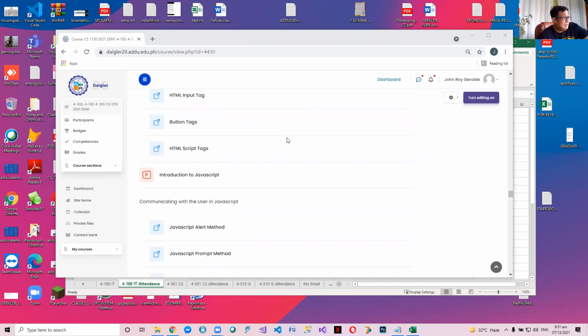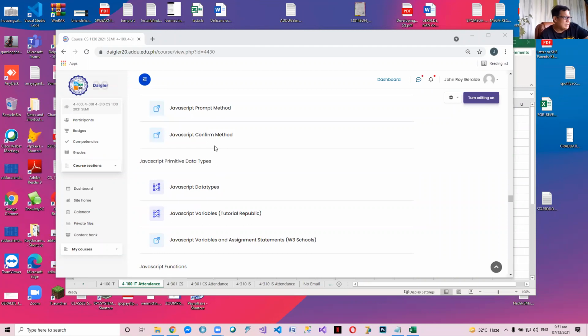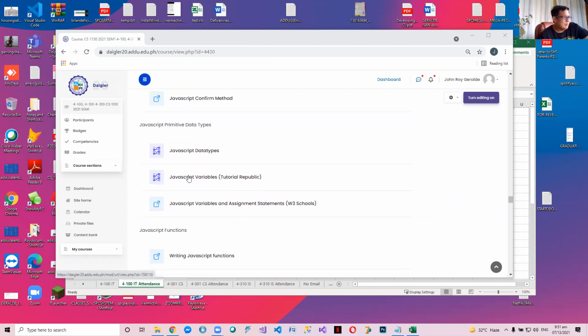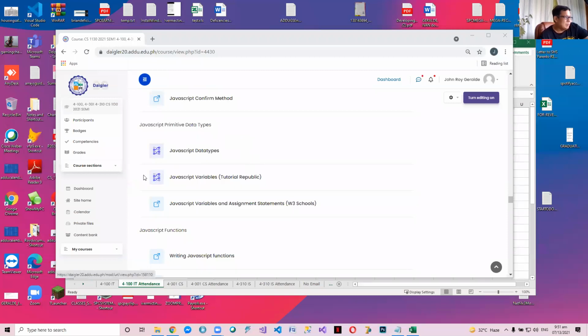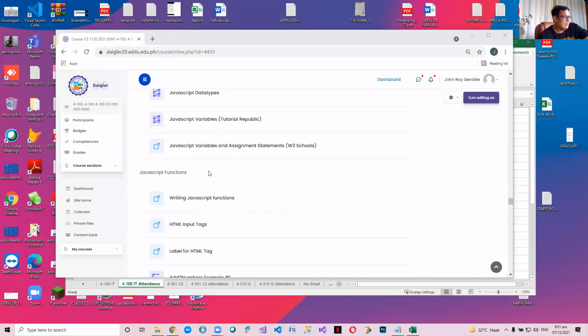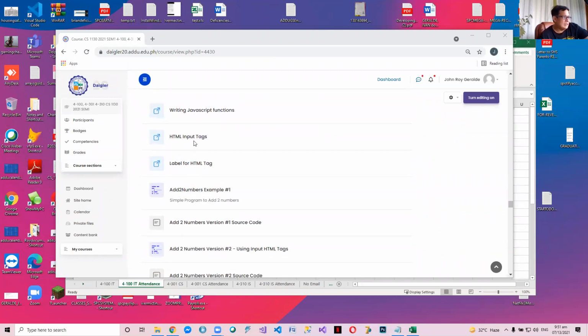Okay, so we'll be studying JavaScript, no, as our programming language. We'll be introducing data types, how to declare variables. Some of them will be taken from Tutorial Republic. Tutorial Republic is a counterpart or a competitor of W3 Schools. Okay, I'm not sure if they have a free website, no? So anyway, from time to time, we'll be using W3 Schools and Tutorial Republic. So we'll be writing JavaScript functions and putting HTML tags.